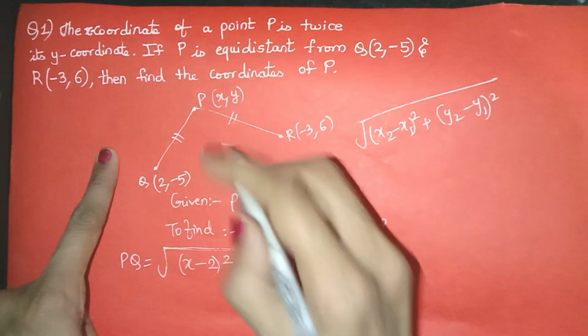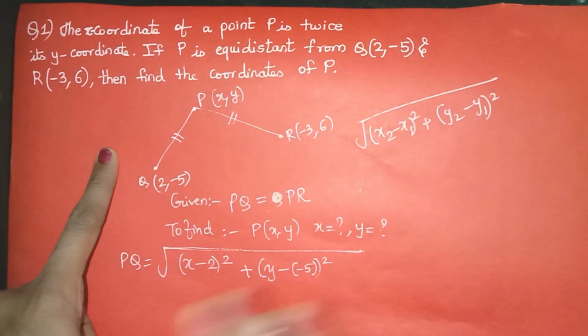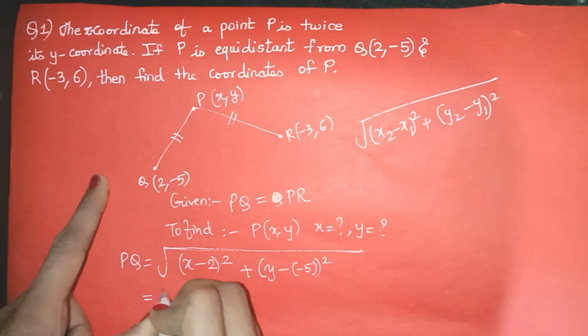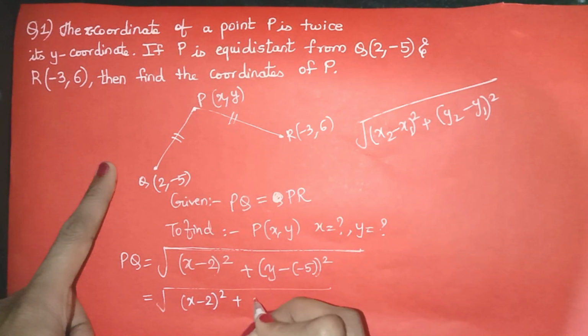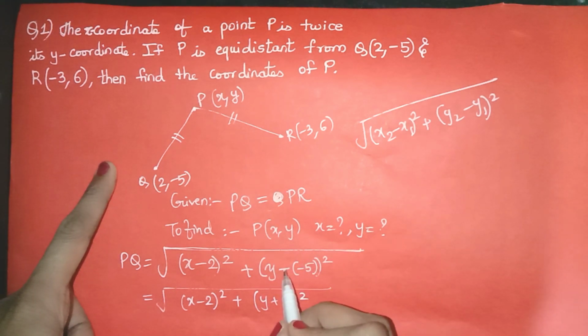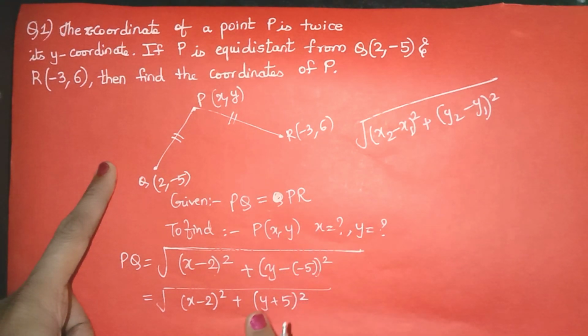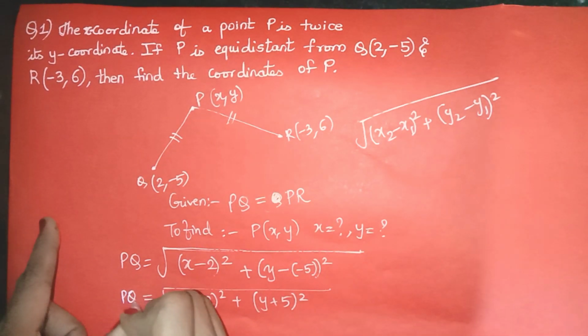Now friends, it doesn't matter whether you write minus 5 minus y or y minus of minus 5. It really is going to be the same. So this is x minus 2 the whole square. Now y minus of minus is y plus. So these things you have to take care, friends. There is a minus and there is a minus, so it will become y plus 5 the whole square. For the time being, just leave it like this.